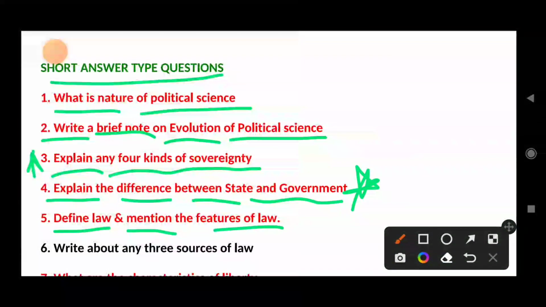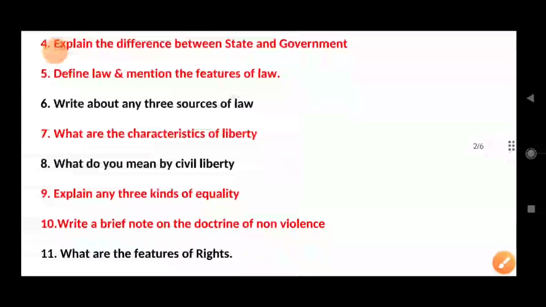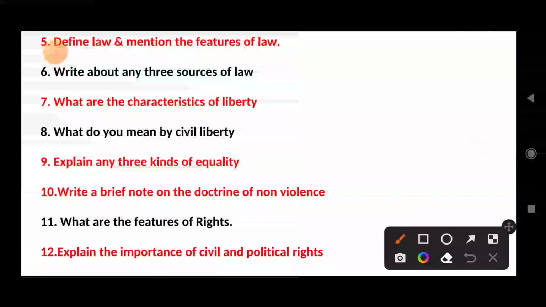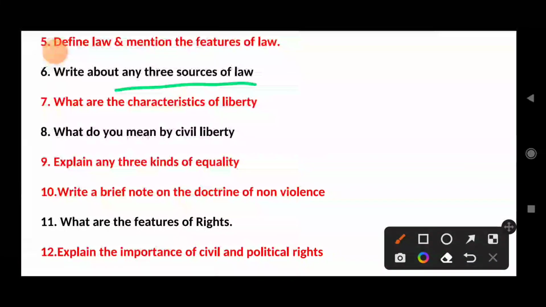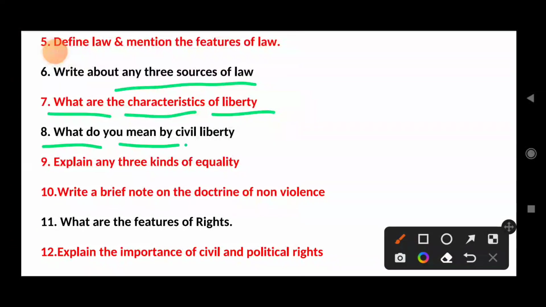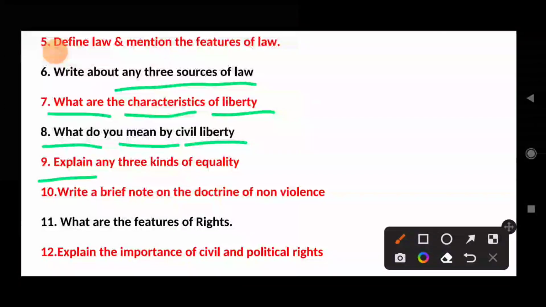Define law. Mention the features of law. Write about any three sources of law. All sources will come in the long. Sometimes they will ask you to write 3 sources or 4 sources in the short. Mention the entire sources of law as a list and then describe any 3. What are the characteristics of liberty? What do you mean by civil liberty? Liberty is also a very important topic.